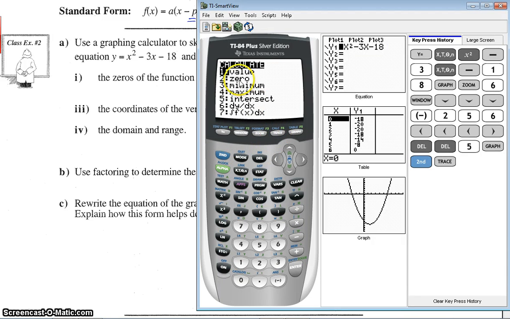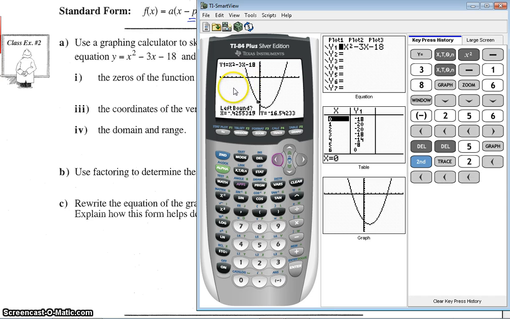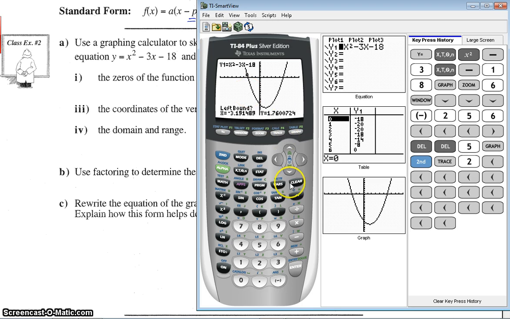Okay, pick 0, number 2. And for left bound, we want to be left of where we think it is. So we're going to cursor left arrow till we're left of where we think it is. That looks good. Okay, now we go right of where we think it is, hit enter. And for guess, really you don't have to move. You can just hit enter again. And there we go. We have -3, 0 is our other 0.